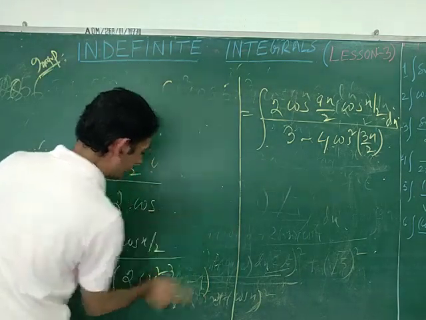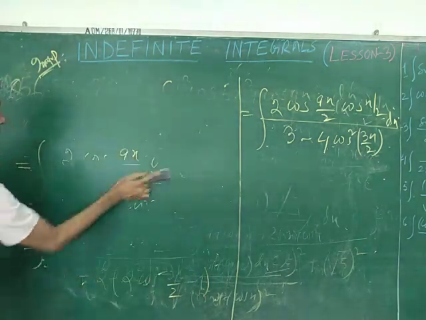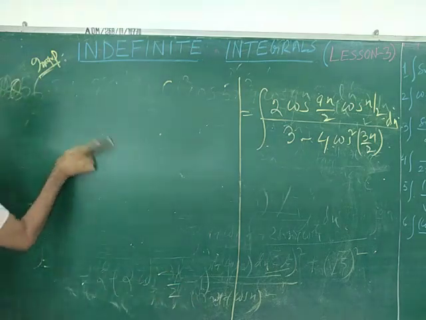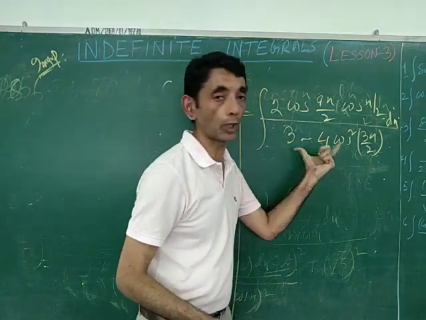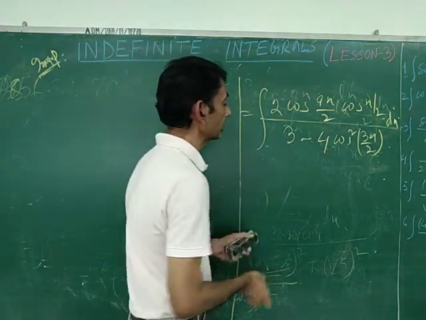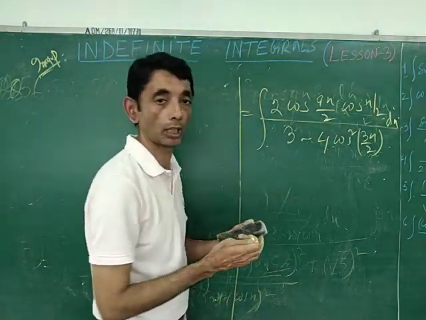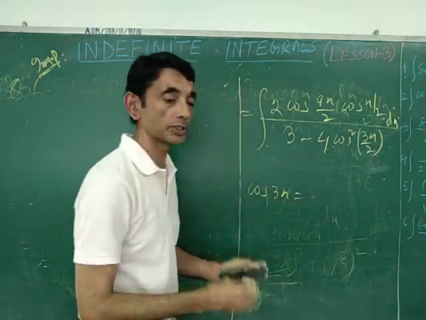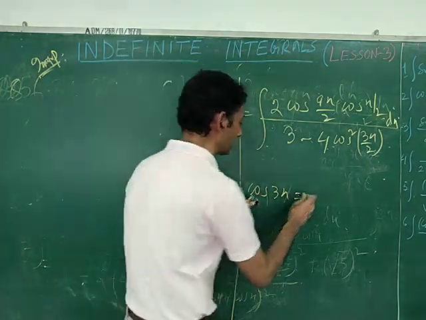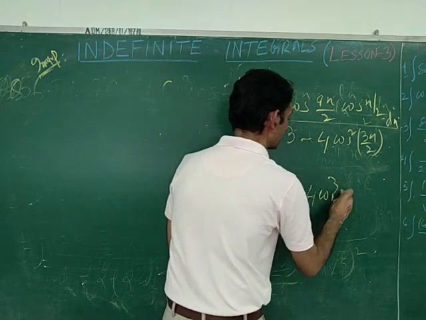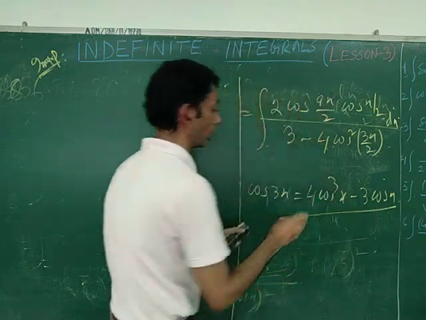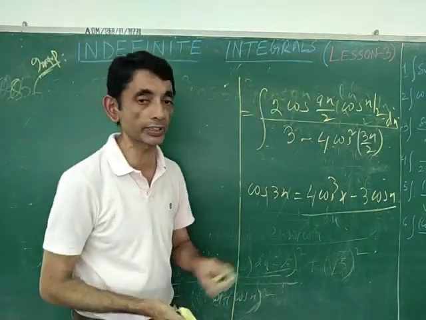The most important part here is the denominator. Now we try to convert the denominator to a standard formula. We know that there is a formula for cos 3x. I hope you remember this formula: cos 3x is 4 cos cube x minus 3 cos x.